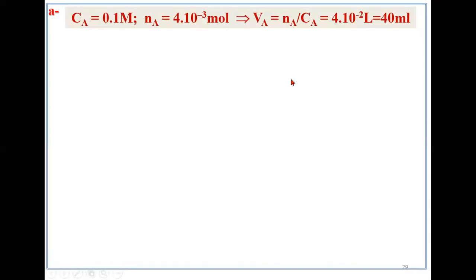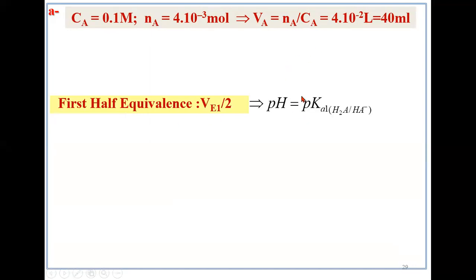what we need first is the volume of acid that is added. We have the concentration, we have the moles. Of course, you all know the volume is going to be number of moles divided by concentration, which is 40 mL. So as well, the equivalence point was 40 mL and the volume of acid was also 40 milliliters.